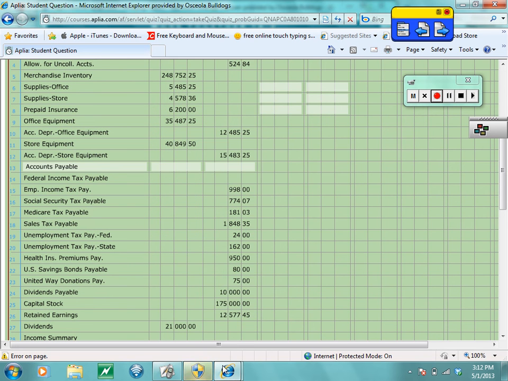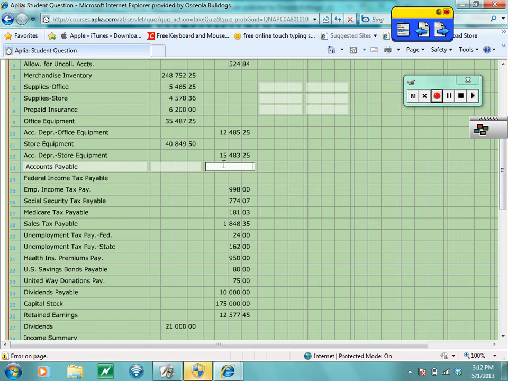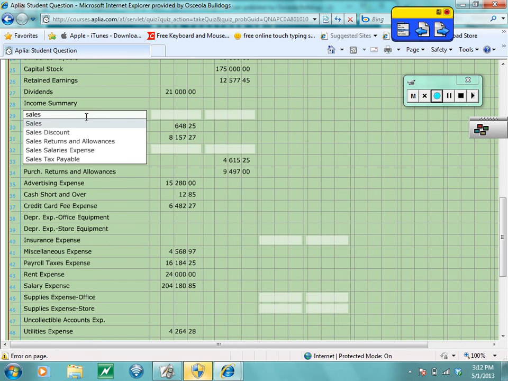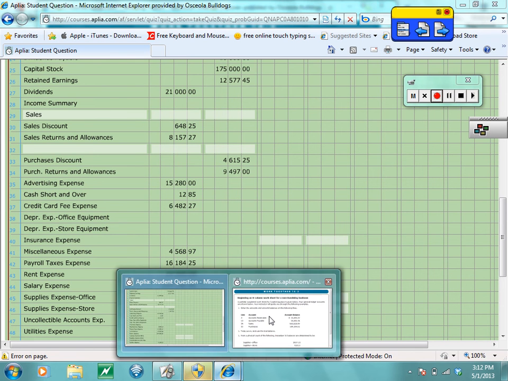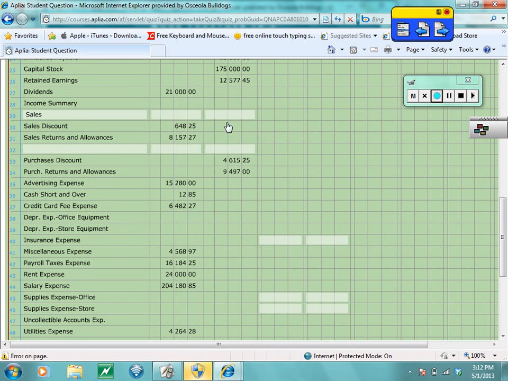Can you copy and paste? There we go. Going on down, it tells you line 29 is sales. What's the normal balance side of sales, Eric? Debit. No, it's a revenue account, which is a, what kind of account? Owner's what? Equity. Owner's equity, and it has a normal what balance? Credit. Louder, please. Credit. Normal credit, thank you.